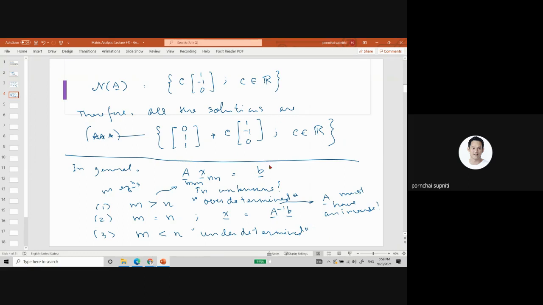And also in the case of m equal to n, where A is a square matrix, if A does not have an inverse, then you can find what is called the pseudo inverse. It is a special case that is also possible.